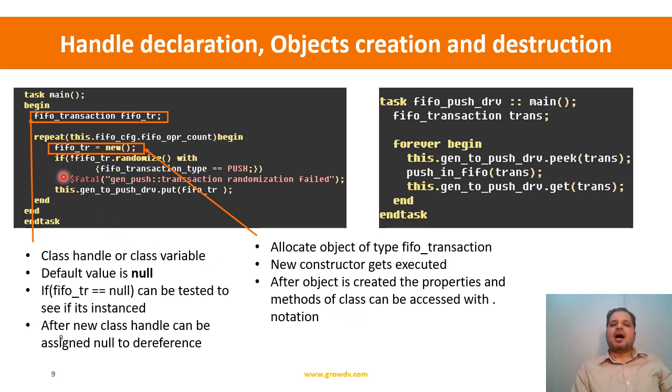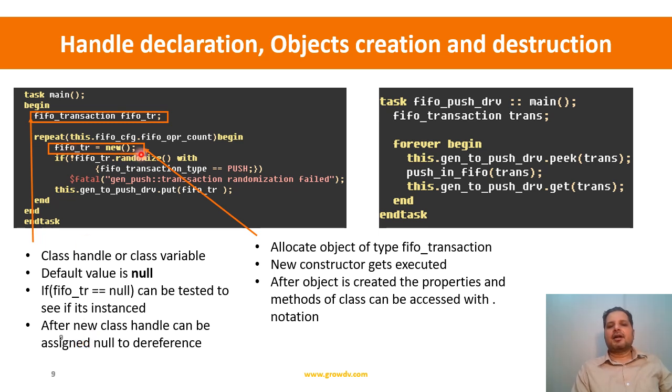And then after we have created an object for a particular class handle, the properties as well as methods that are present within that particular class can be accessed with this dot notation. So for example, if you see over here, I am saying FIFO transaction dot randomize. So dot randomize is actually a built-in method that is present within every class data type. So I can access that using dot. Similarly, any other properties that are publicly accessible, any other methods that are publicly accessible, I can access them using the dot notation.